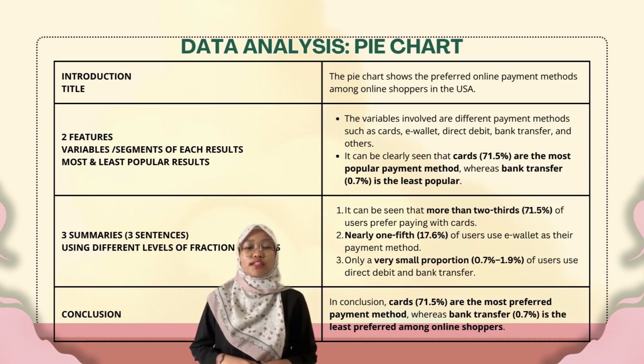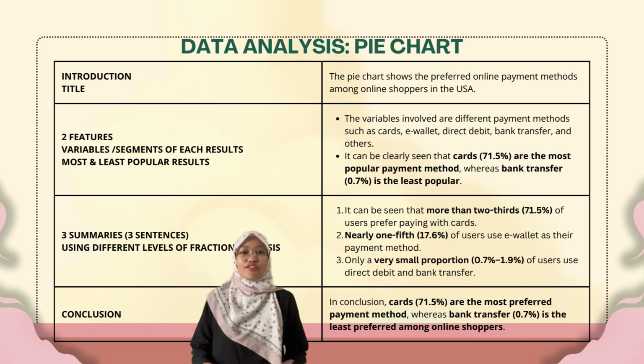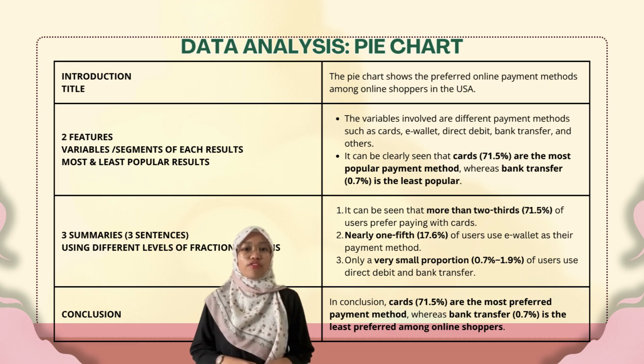This chart helps us understand how consumers choose to pay when making online purchases. The variables involved are different payment methods such as card, e-wallet, direct debit, bank transfer, and others. It can be clearly seen that cards are the most popular payment method, whereas bank transfer is the least popular. This suggests that consumers prefer faster and more convenient payment options when shopping online.